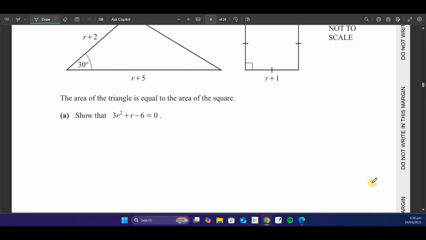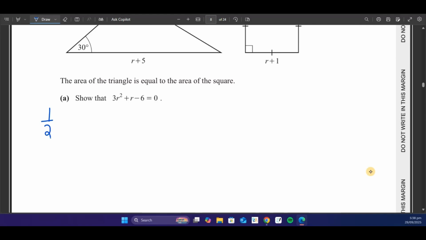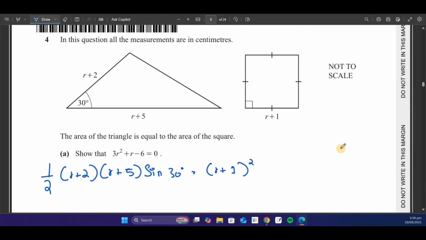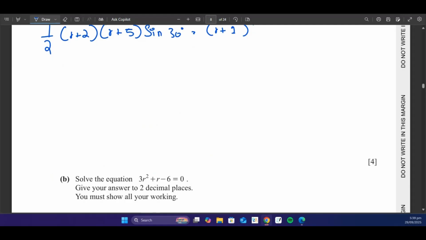So we're going to say that the area of the triangle, which is 1 over 2 into base into height, which is 1 over 2 into r plus 2 into r plus 5, and we do not know the height, so we're going to say sine 30. Is equal to what? The square is r plus 1 whole squared, because it's r plus 1 into r plus 1. The area of the triangle is given by 1 over 2 into base into height. We're going to get the height by sine 30 into r plus 2. Does that make sense?